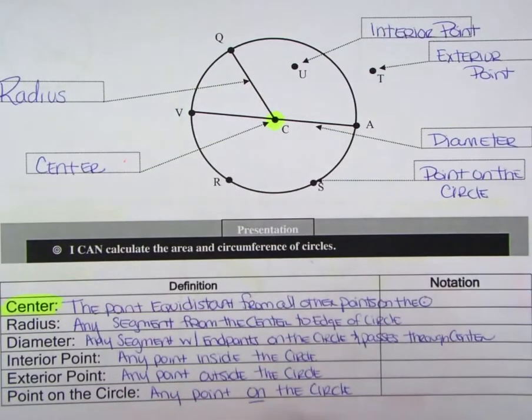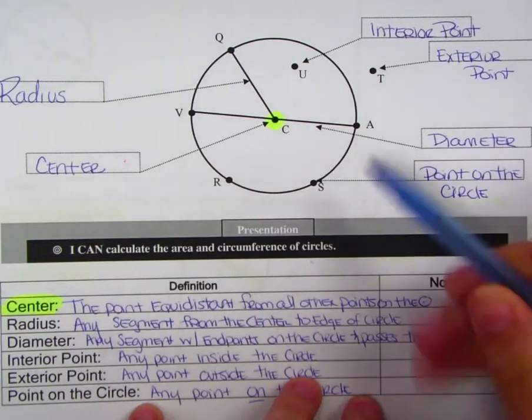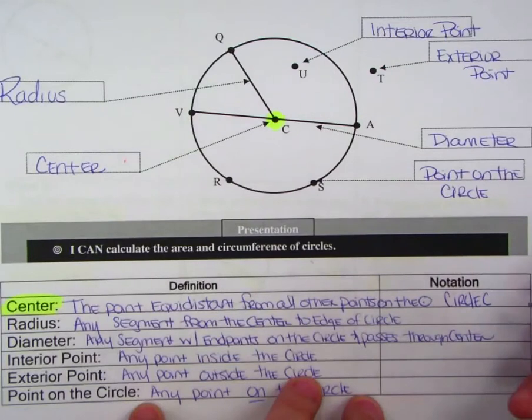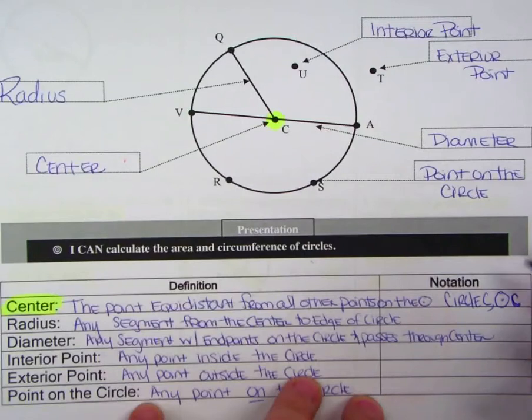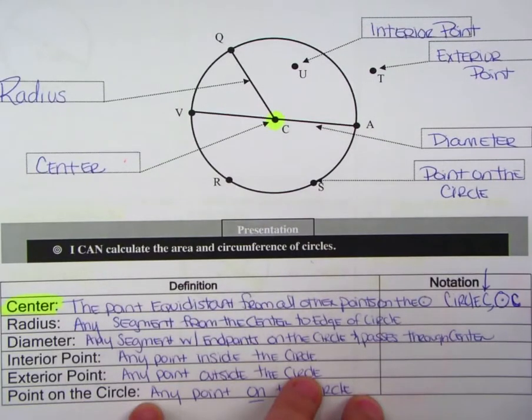Okay, and the notation that I want to use is the way that we name circles. We name circles based on the center of their circle. So we would call this circle, circle C, or we'd use the symbol for circle, which is a circle with a point in the middle, and say circle C. That's the way that we know that the center is point C.